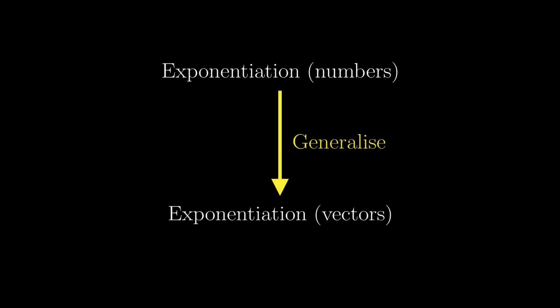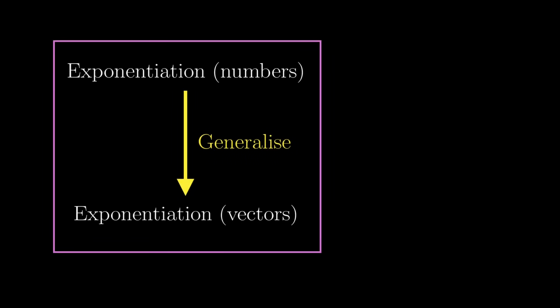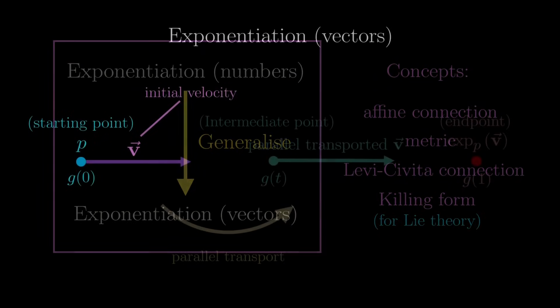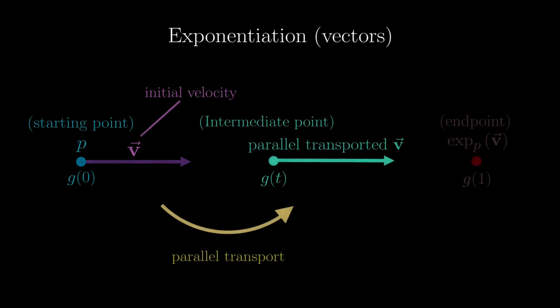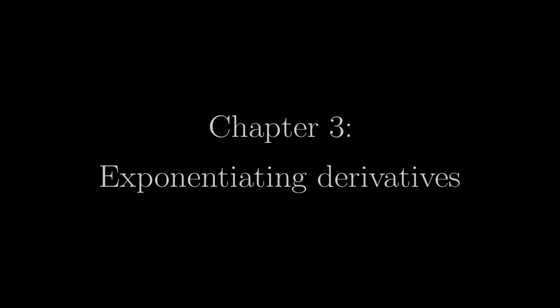Exponentiation of vectors in terms of parallel transport really is a generalization of the normal number case. But to really understand the connection at this level, we need more advanced concepts in differential geometry, which is a story for another time. For now, just know that to exponentiate the vector v from the point p, we simply parallel transport the whole setup and stop when 1 unit of time has passed. Okay, so this is how we can exponentiate vectors, but what about derivatives?